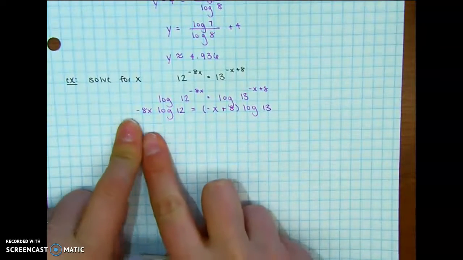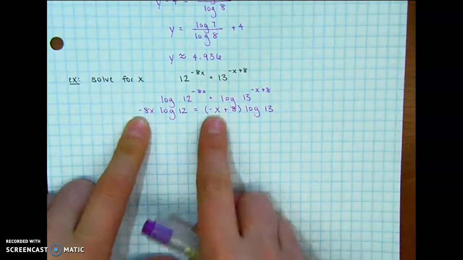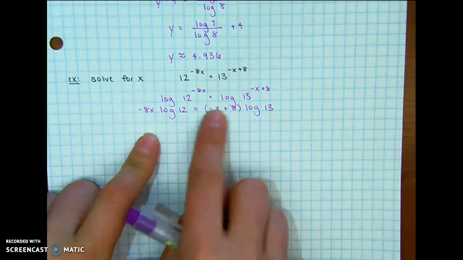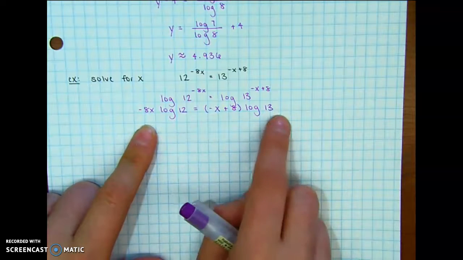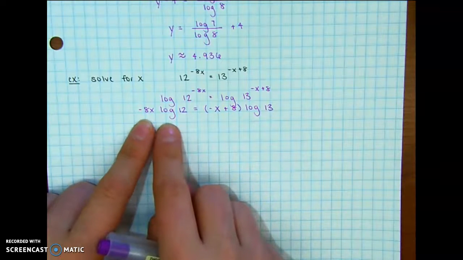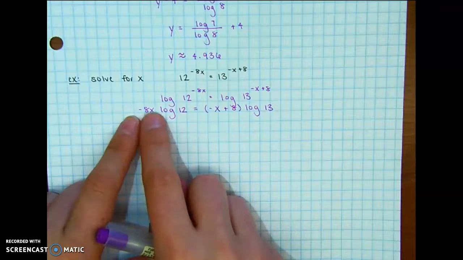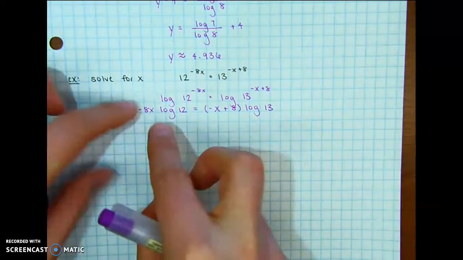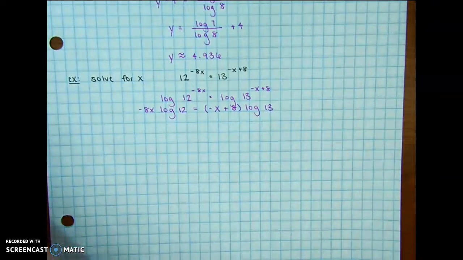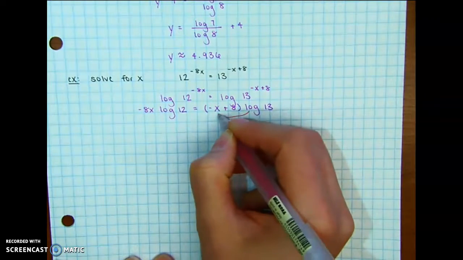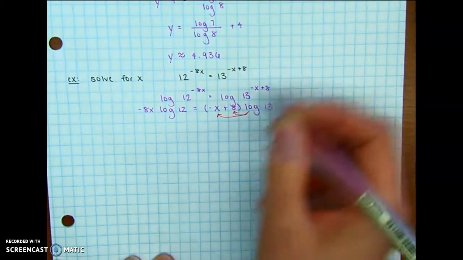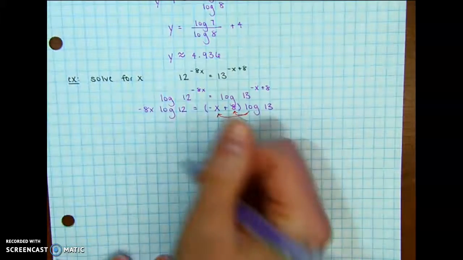We want them together. You might want to try adding x, but we can't because it's locked in this parentheses. And you might want to divide, right, by log of 13, but then we're still stuck with this, right? It's kind of locking this into place. So what we want to do now is distribute this log to both numbers in the parentheses.